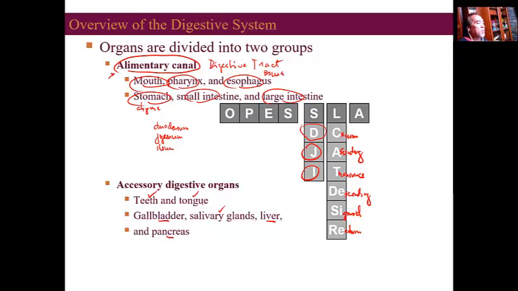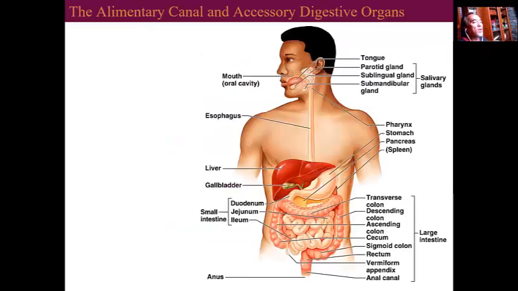Just remember, we talk about your accessory digestive organs, okay? That is also part of the digestive system. That's going to be the teeth, tongue, gallbladder, salivary glands, liver, and the pancreas, okay? Now, let's visually identify those structures through these schematic diagrams, okay?